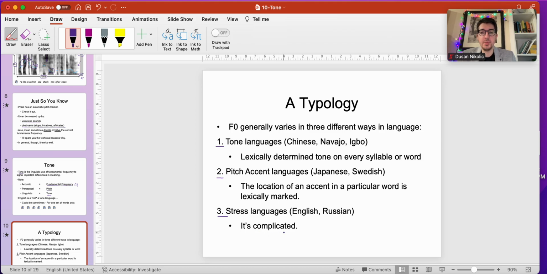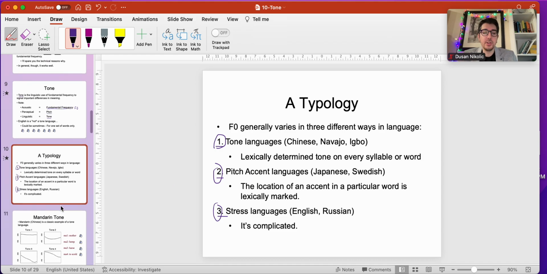It's something that we will talk about next time. We won't deal with stress today. However, I should just say that F0 takes part in all of these. So in tones, in pitch accents, and in stress, to a certain degree in each one of these.